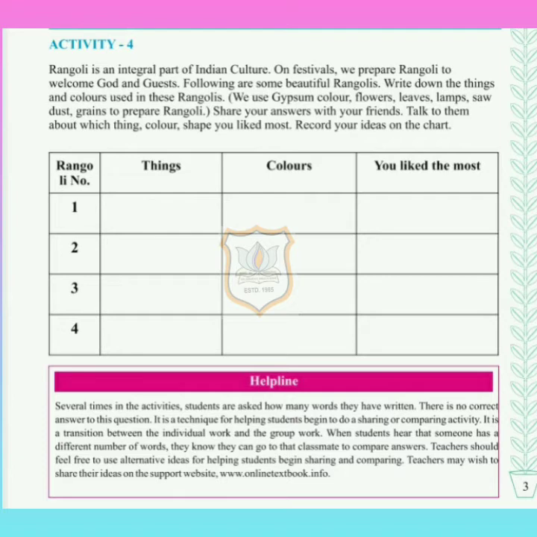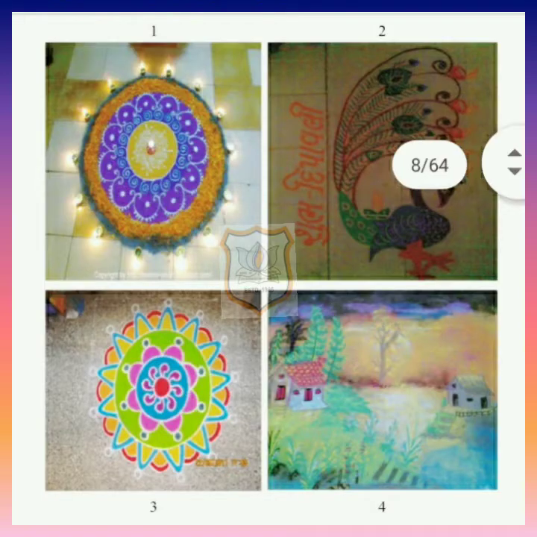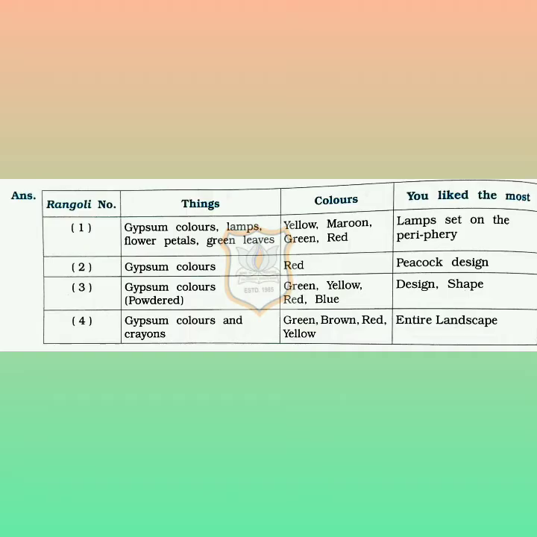So children, here a chart is given. You have to write down what are the things you have used for Rangoli, what are the colors you are using and which painting or which drawing you like the most to draw a Rangoli. Children, in the textbook you can see some of the paintings of Rangoli are given here. So the chart is given here.